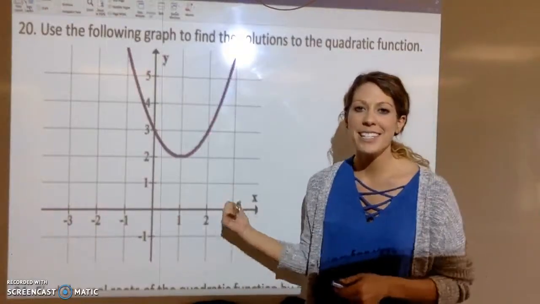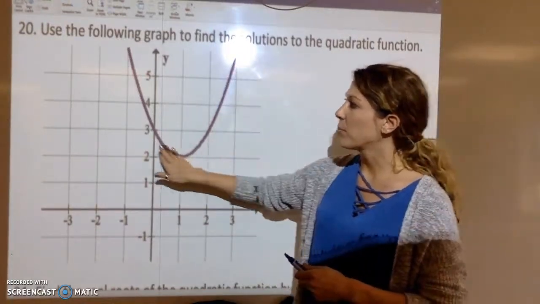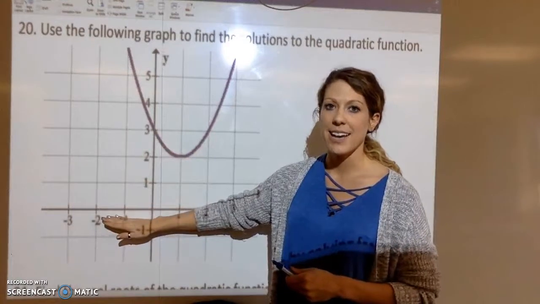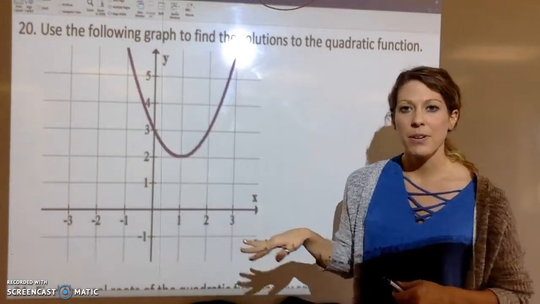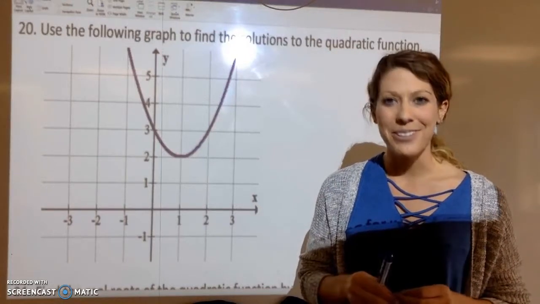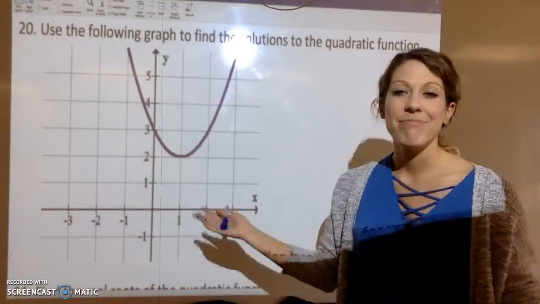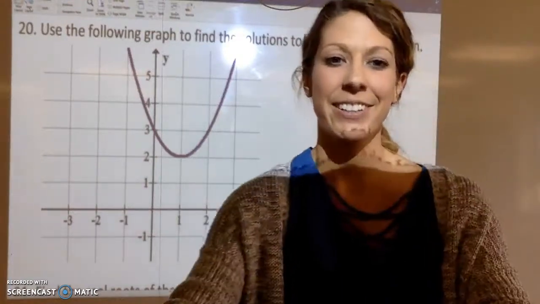Number 20 is a similar type of problem, but notice this time our parabola never crosses the x-axis. So we would say that this parabola has no real solutions, no real roots, no real zeros, no x-intercepts. So none is your answer here.